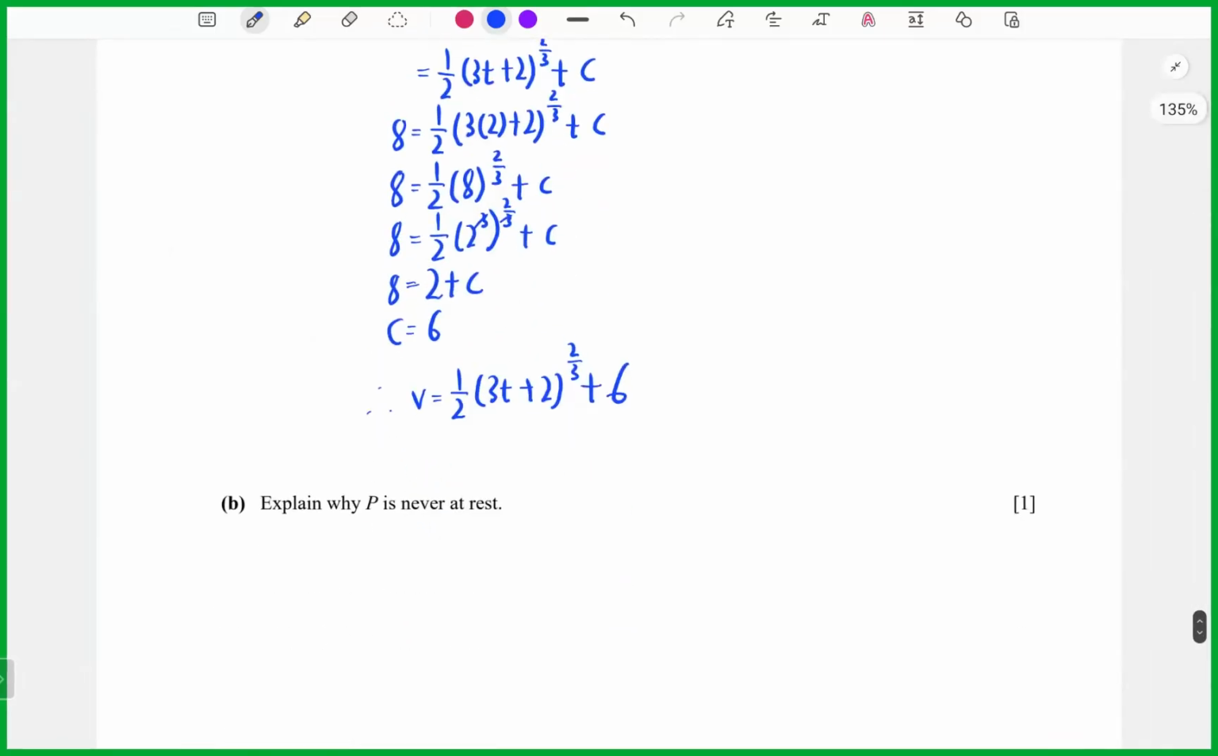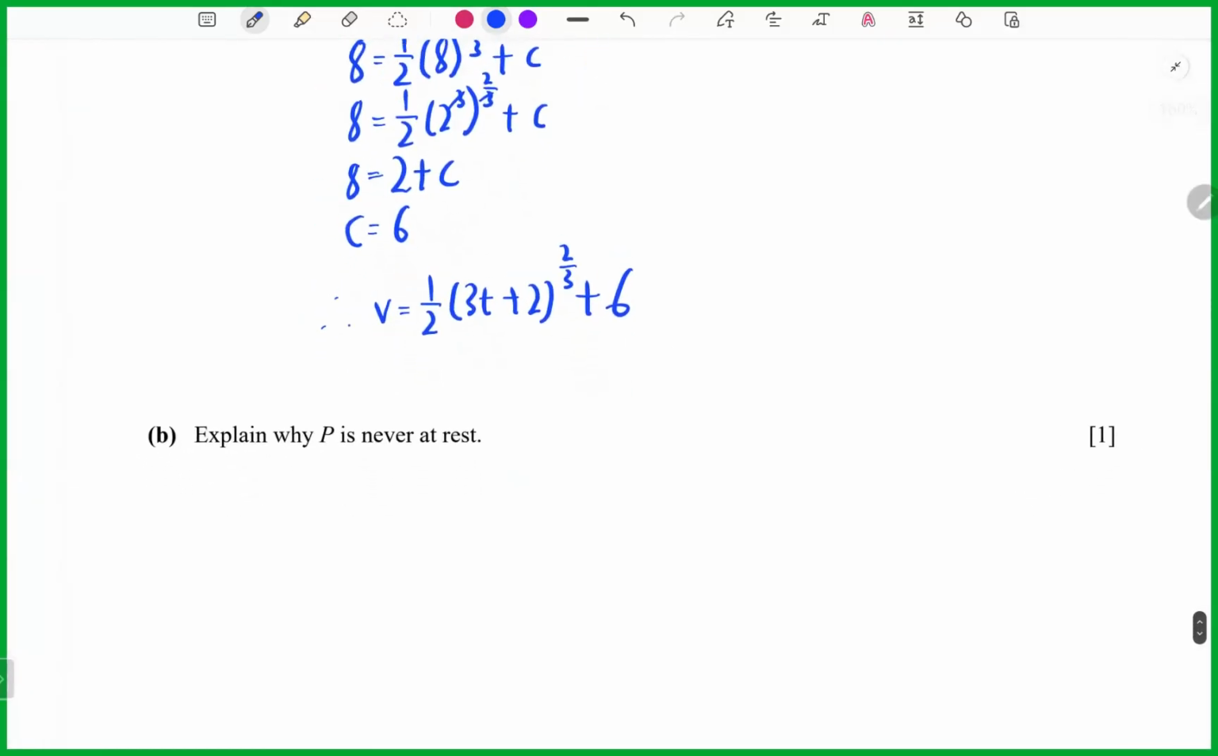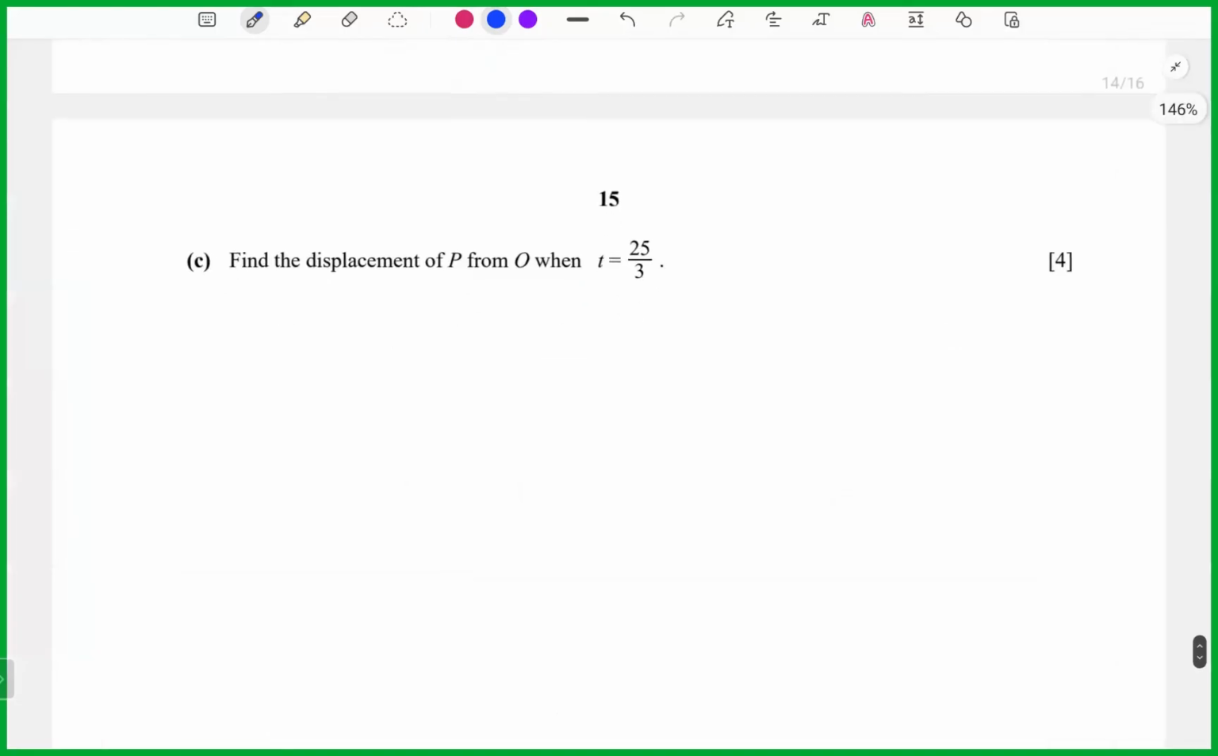Okay, let's see part B. Explain why P never rests. Because when you look at this equation, when t is more than or equal to 0, v will be more than 0. Let's try it out: if I put in 0, 0 plus 2 to the power of 2/3 plus 6, you will get a positive value. So the particle P will never be at rest.